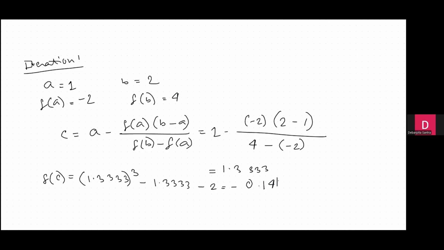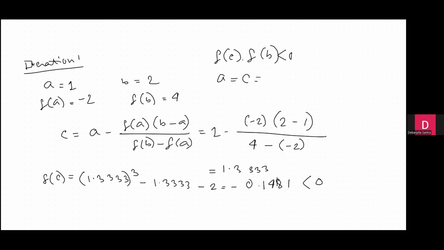0.1481, that is negative. So f of A is negative, f of C is negative, so both are of same signs. But f of B is positive and f of C is negative, so both are of different signs. So obviously we can conclude that f of C into f of B, remember our step 3, is less than 0, and if so, then we will update A as C. So our new A for next iteration will be C.